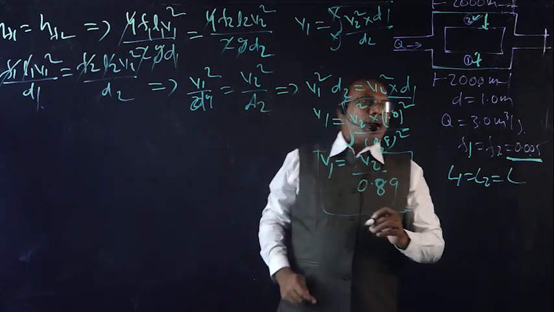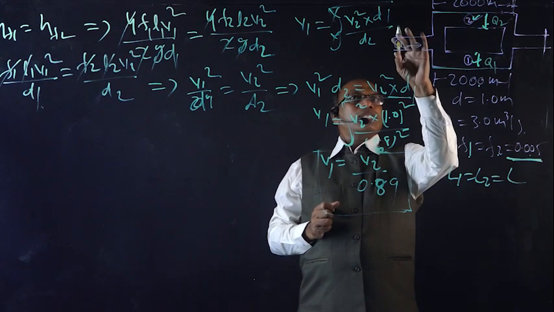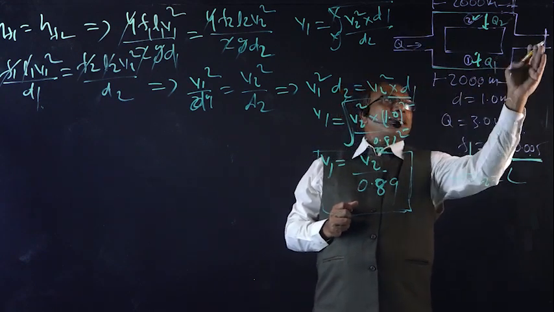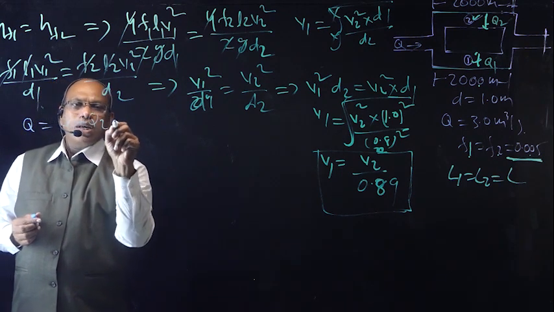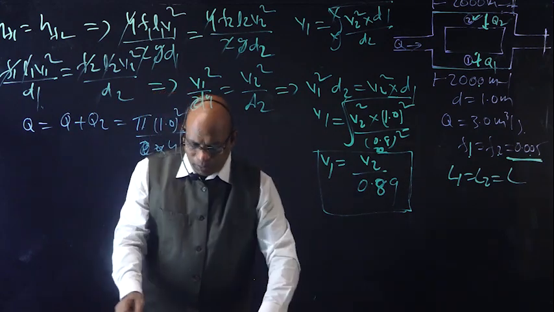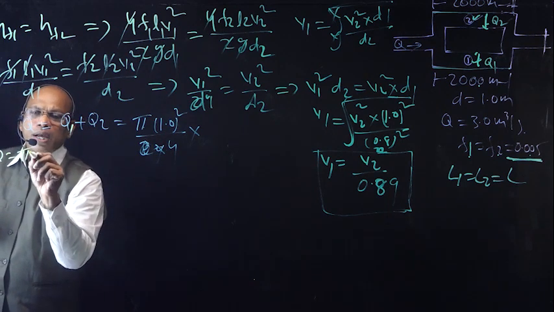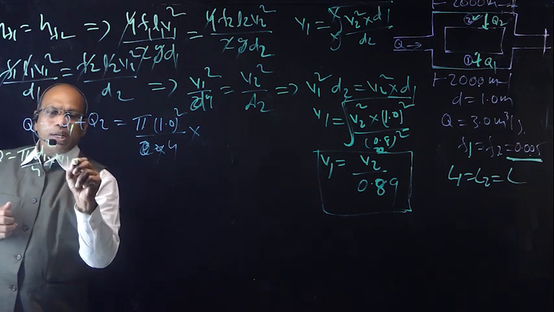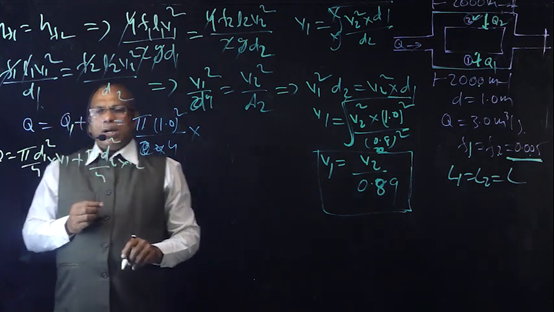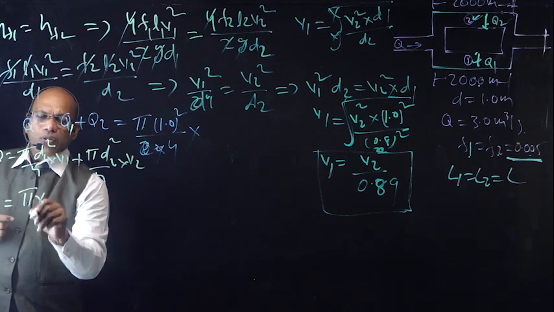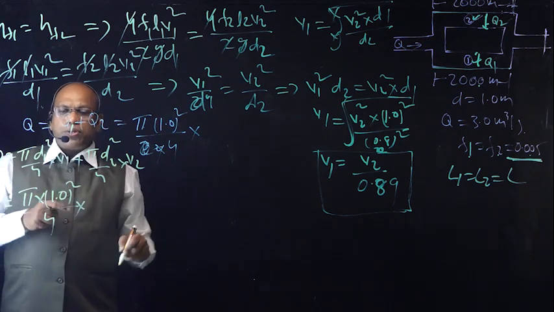Now, here we want to determine the discharge in pipe 1 and discharge in pipe 2. But here, this is the main pipe that divides into two parallel pipes and connected at the end. Discharge from the main pipe, Q is equal to Q1 plus Q2. First, we note down the formula for the determination of discharge. Q1 is pi D1 square by 4 into V1, plus pi D2 square by 4 into V2, right? Now, this is equal to pi into, what is the D1? Diameter 1 meter, 1.0 square divided by 4 into, what is the V1?